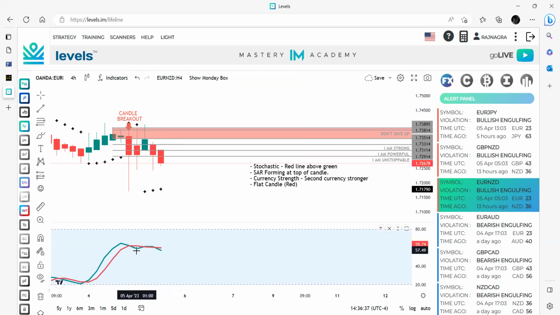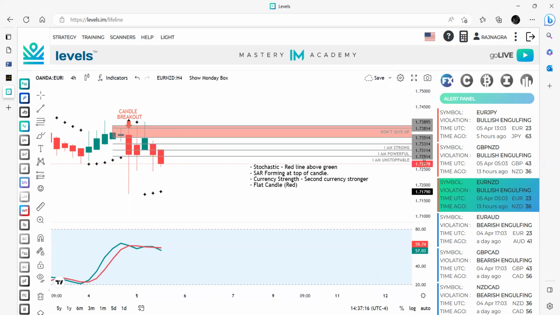At this zone, we could see that the red line was above the green, but it started to have a crossover. Okay, so the first step was met, but it wasn't quite there. And the SAR did start to form at the top of the candle. Currency strength meter: the second currency at the moment is still stronger, so it's still coming downwards. At the time, it might have had a slight pullback because there was a green candle here. So it initially started from here.